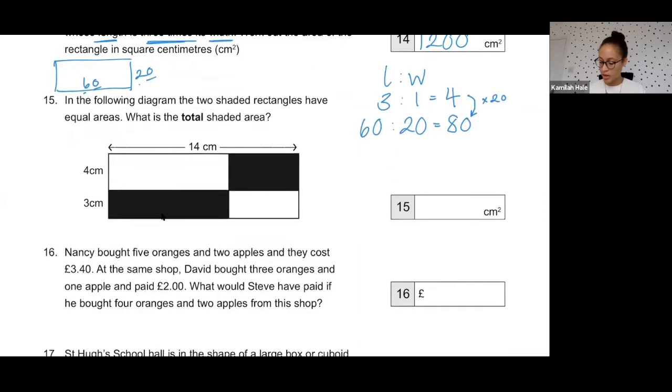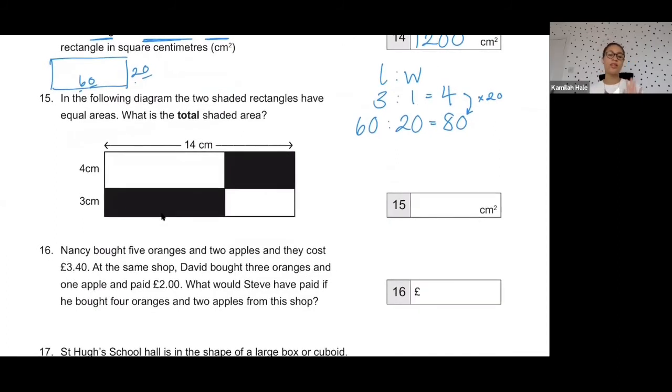Okay. Number 15. This is hard. If someone comes up with a method for this, I'll be very impressed, but I'll show you how to do it regardless. So, in the following diagram, the two shaded rectangles have equal areas. What is the total shaded area? So you can see here we've got the widths of the rectangles, we've got the total length, but we don't know what these lengths are.